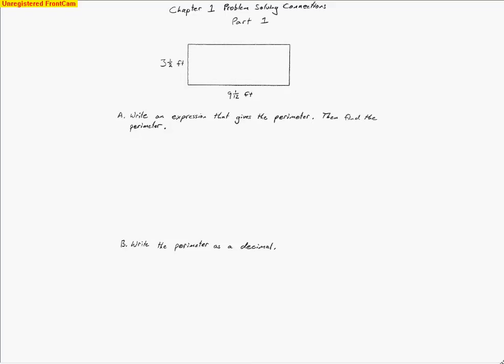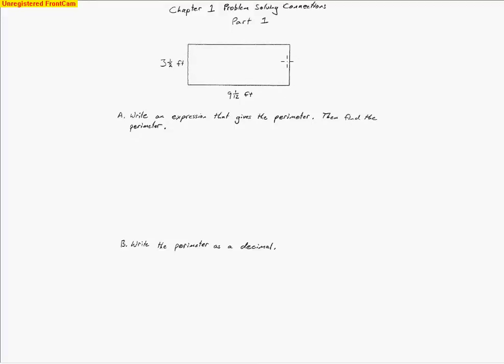This is the tutorial for the first part of the problem-solving connections section of Chapter 1. What the problem-solving connection does is it takes all the material that we've learned so far in Chapter 1 and uses that material to solve a theme-type problem. Today's problem is going to be dealing with raised beds in a garden, and that's what we're looking at here. All we're doing to start off with is just trying to find the perimeter of this rectangle.